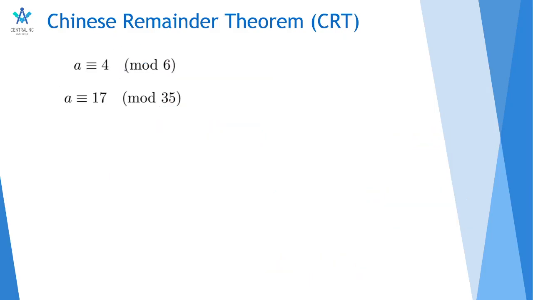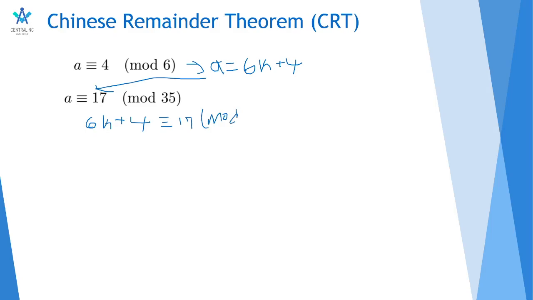Let's move on. Since we now know the strategy, let's go ahead and just solve another one of these congruences for practice. We know that we can write A as A is equal to 6k plus 4, and we can sub that into this congruence, which gives us 6k plus 4 is congruent to 17 mod 35.